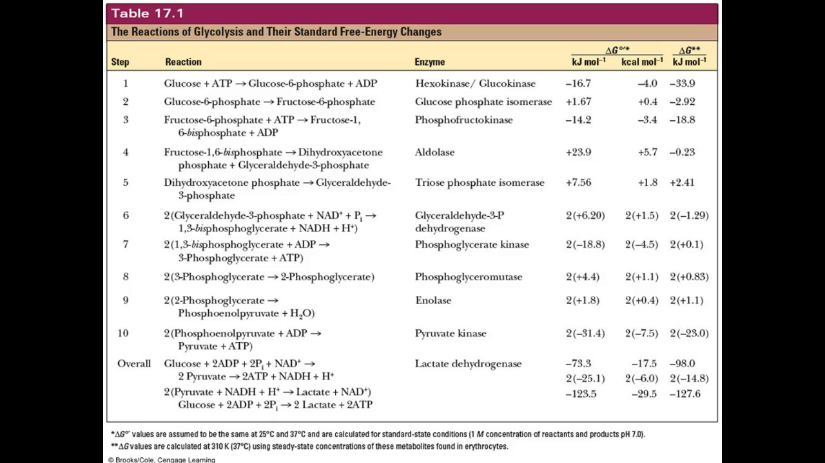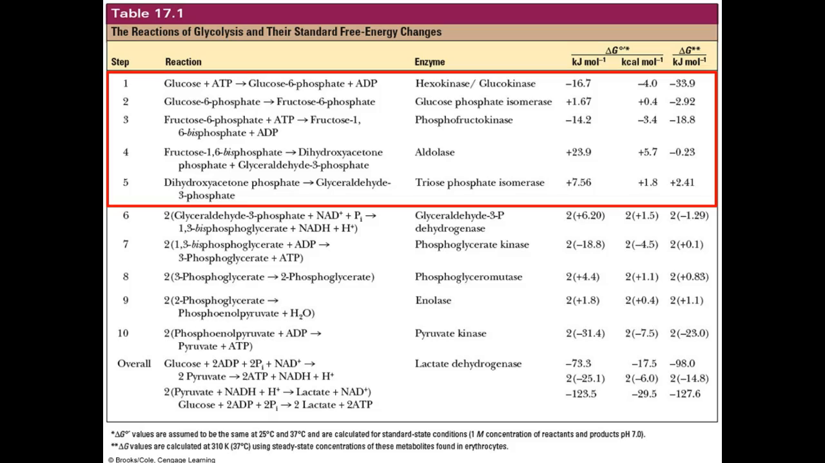As you can see, this table gives you the step numbers all the way on the left, all 10 steps of glycolysis. We have the reactions themselves in the next column. For example, step 1 is glucose and ATP becomes glucose 6-phosphate and ADP. Then you've got the enzyme names, which we've been talking about all along. And here we see the energetics of those reactions, the delta G's. So we can see the reactions that give off energy and the reactions that don't.